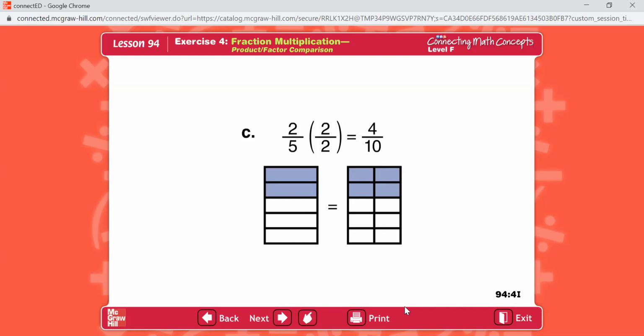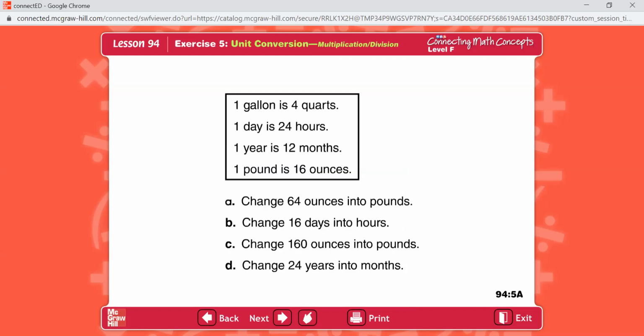Now, let's switch over to unit conversion. Unit conversion. These are facts you'll use to work problems that change one unit into a related unit. I'll repeat. These are facts you'll use to work problems that change one unit into a related unit.